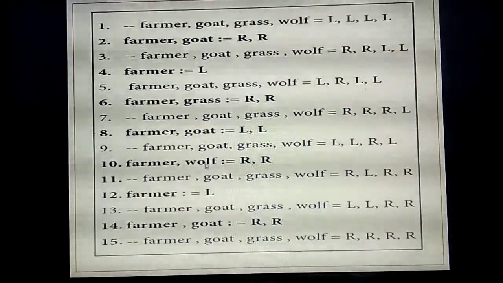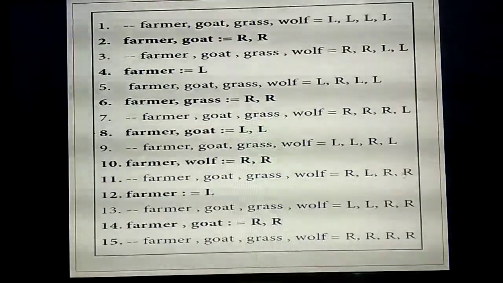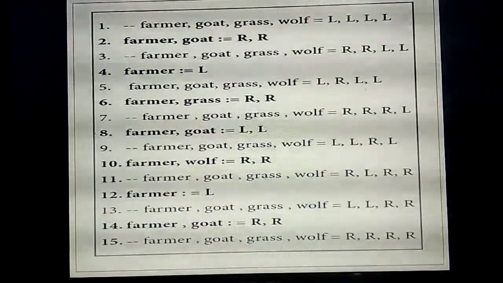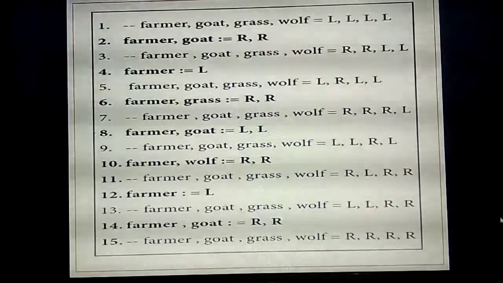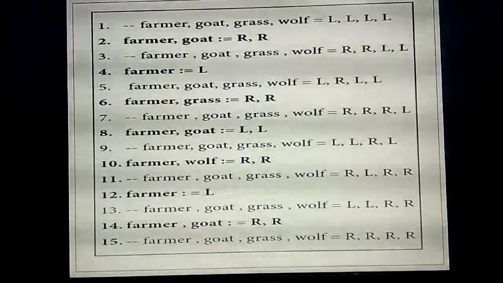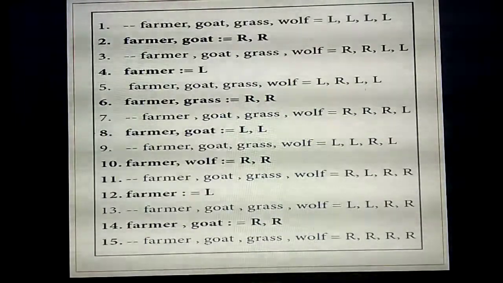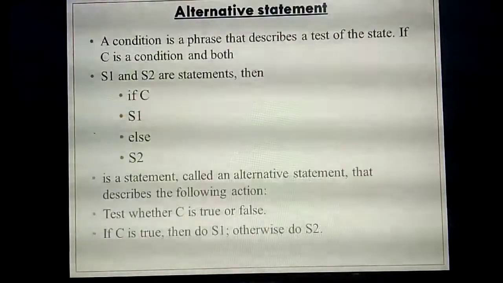Next, the farmer carries the wolf. Then the wolf is now at the right side. Only the goat is alone, and again only the farmer comes back alone. Then the farmer and goat go to the right side. Understand? If you get confused, please sit in a place, just understand and study. Okay.